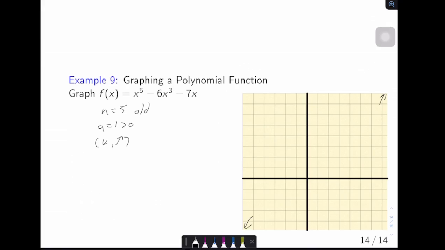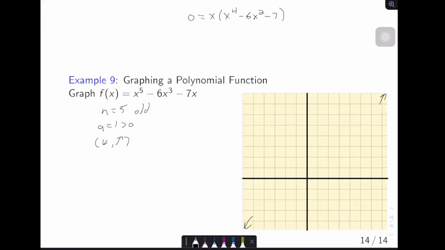Let's see. How can we factor this? Well, we can take an x out of everything. So let's start that up here. We're going to get 0 is equal to x times x to the 4th minus 6x squared minus 7. Oh, now what do we do? Well, here's a trick. When your middle term is exactly half of your highest power, we can use something called u substitution. And I highly suggest you use u substitution because it's a topic in calculus.